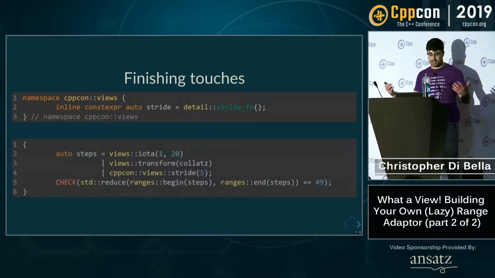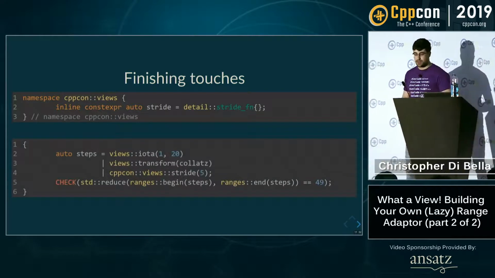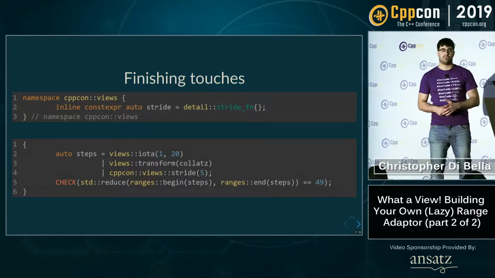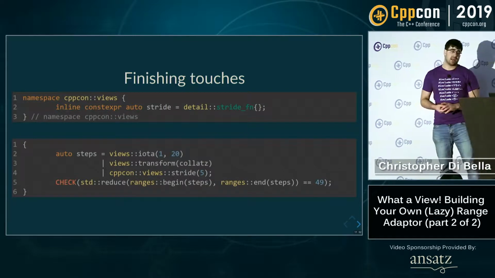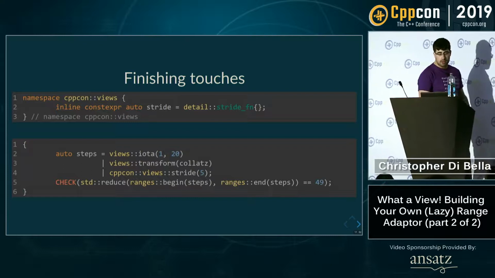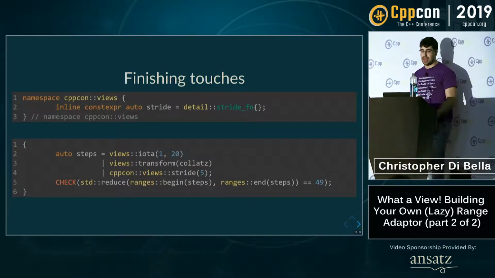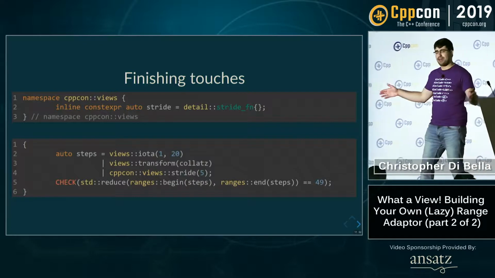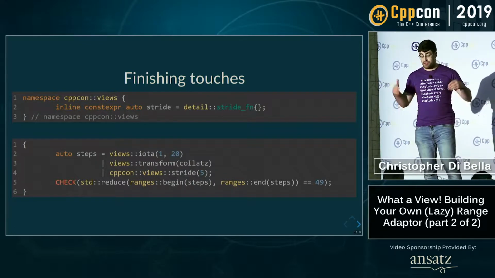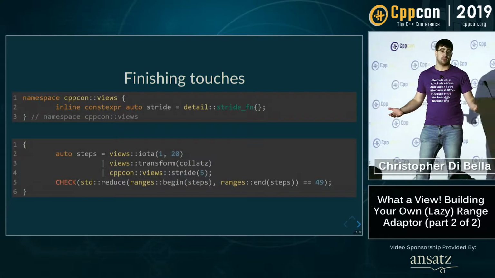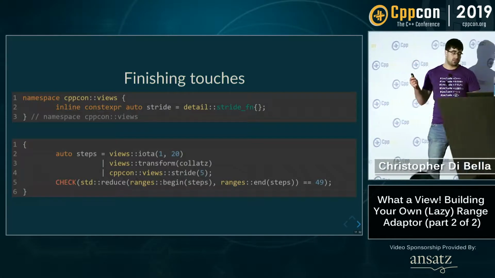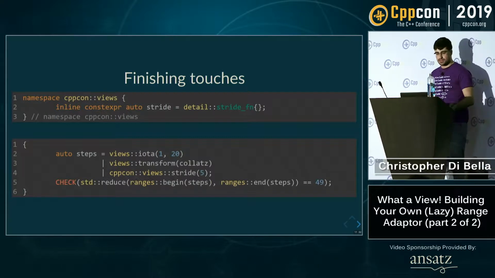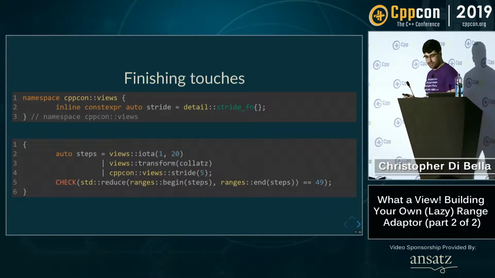It's used as such. So what we can do is we can take an iota view, then we can transform it so that way we get the results of the Collatz conjecture, and only consider every fifth element. And then we're going to reduce that, and because it's a common range, it satisfies everything that reduce requires, because reduce doesn't have a sentinel-based overload, and we check that the result is correct, and that is our range adapter for stride.